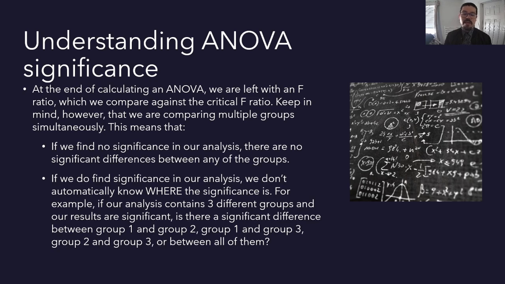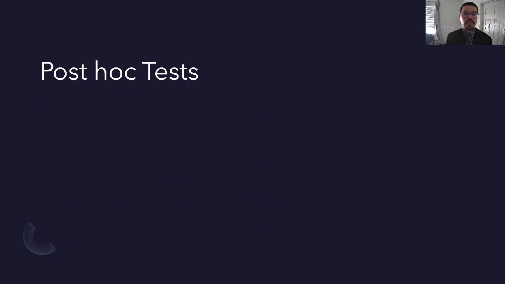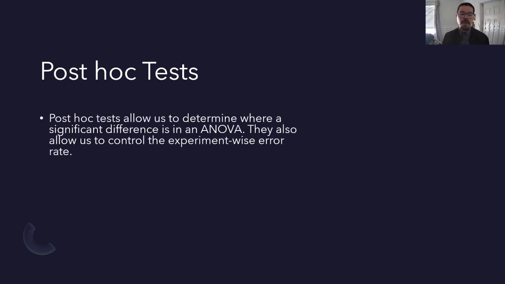For example, if our analysis contains 3 different groups and our results are significant, we should be asking the question, okay, is the significant difference between group 1 and group 2, between group 1 and group 3, between group 2 and group 3, or is it between all 3 groups, right? We don't automatically know where that significance is, and that's what leads us to using this new tool called the post hoc test. So post hoc tests allow us to determine where a significant difference is in an ANOVA test.